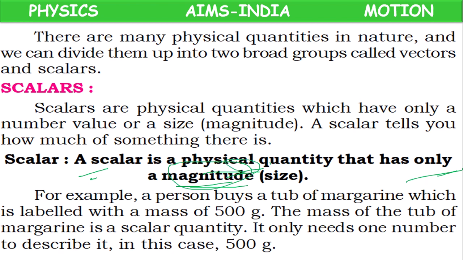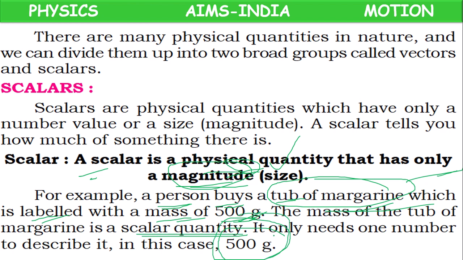Magnitude means size. So for example, a person buys a tub of margarine which is labeled with a mass of 500 grams. So he is buying a tub of margarine which is labeled with a mass of 500 grams. It is a scalar quantity. To describe the object he is buying, only this 500 grams is needed.